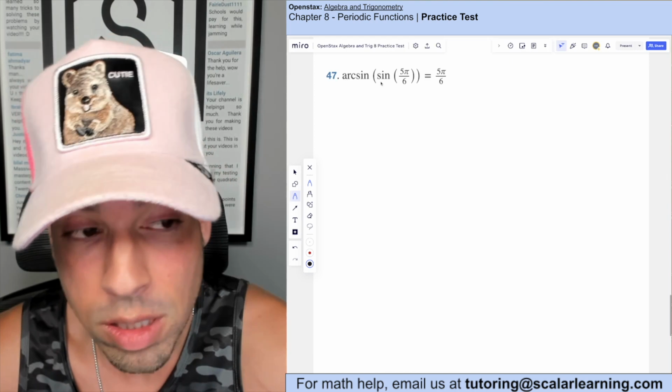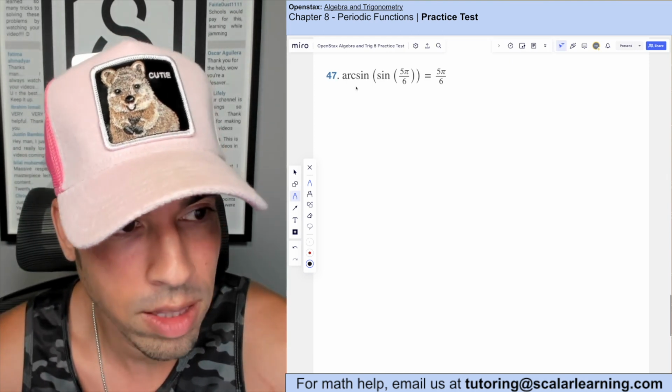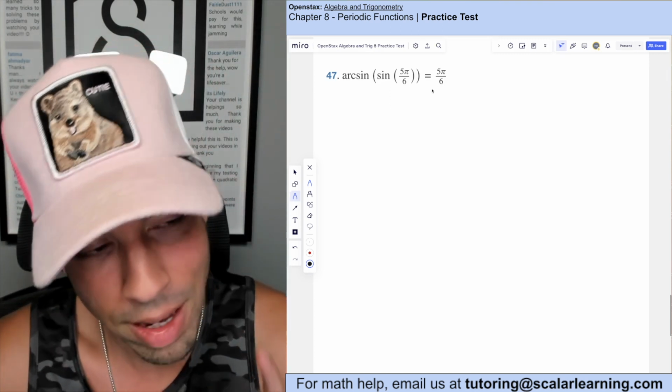Boom, done. So here we're trying to figure out if this is indeed true. And it kind of looks, on its face, like it makes sense that it's correct, because arc sine and sine would kind of cancel out and you'd be left with 5 pi 6. But let's look at the unit circle to see if this is indeed true.